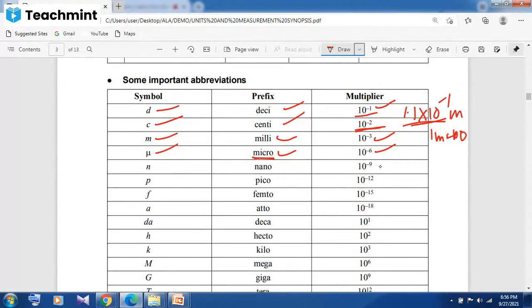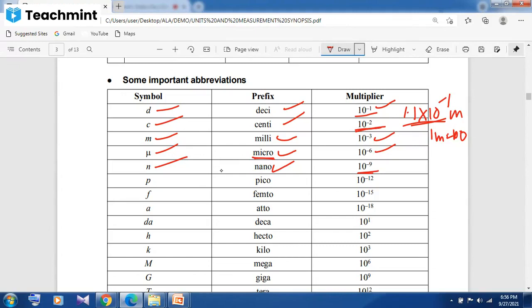Next, suppose we have a measurement of 10 power minus 9 meter. Instead of writing 10 power minus 9, you can write nano. Nano, not Nano car. If you write nanometer, then it is understood that nano is equivalent to 10 power minus 9. So instead of writing 10 power minus 9, you can cut short the answer with nano, symbol small letter n. So write down like this, okay?